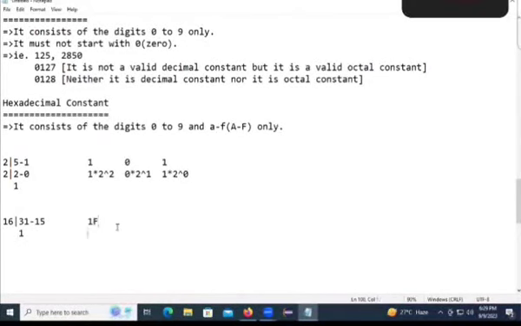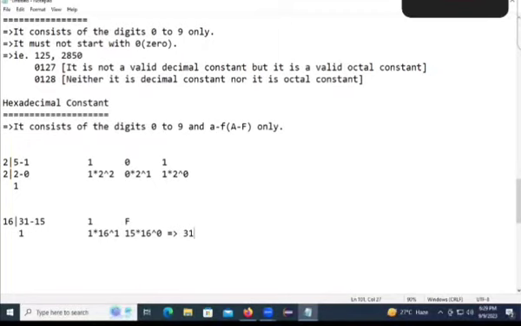Now convert it back. 1 into 16 to the power 1, then F, you take 15. 15 into 16 to the power 0. 16 to the power 0 is 1, 1 into 15 is 15. Plus 16 to the power 1 is 16, into 1, 16. So 16 plus 15 is what now? 31, right? That's why A to F is taken.